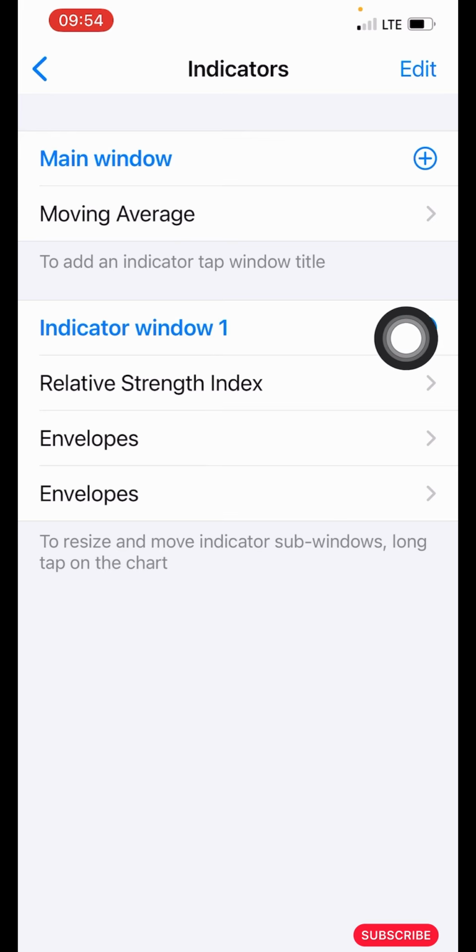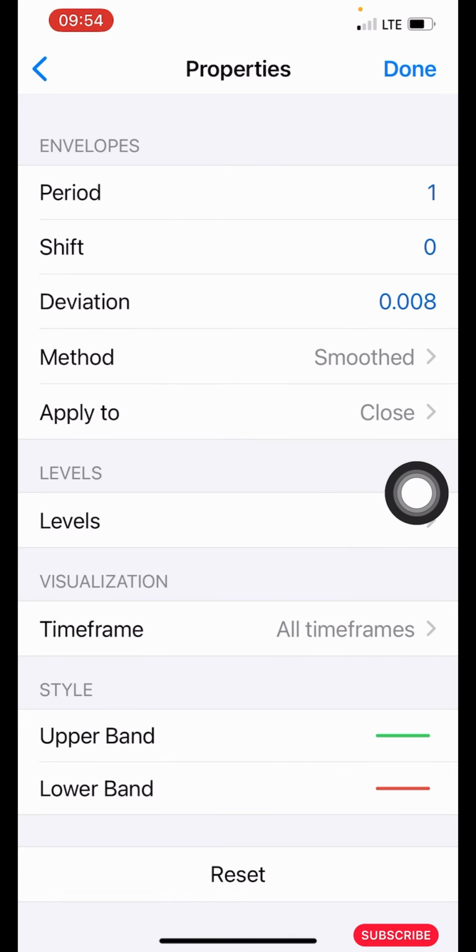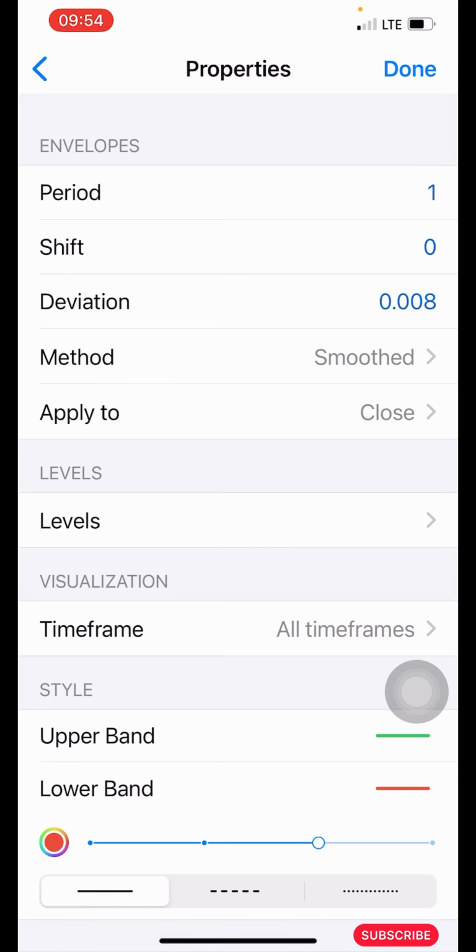Now you click on the indicator window here again, and then you search for your second envelope. The period is 1, shift is 0, deviation is 0.008. Method is smoothed, apply to is close. The level, you leave it as it is. Time frame is all time frame. Upper band, you make it color green, lower band, you make it color red. 3 pixel for both of them. Then you click on done.